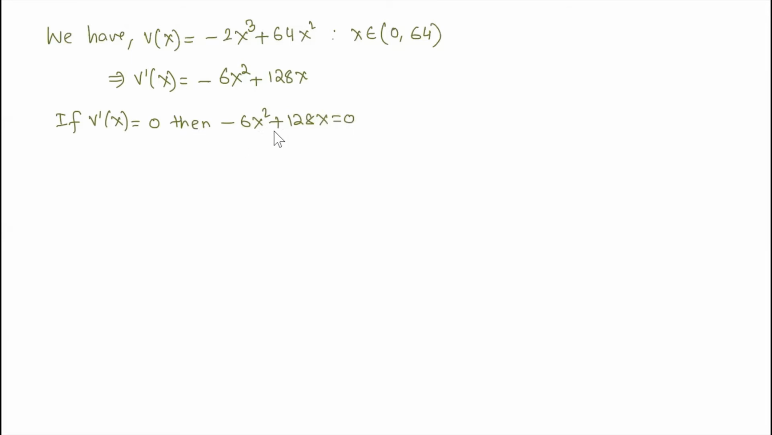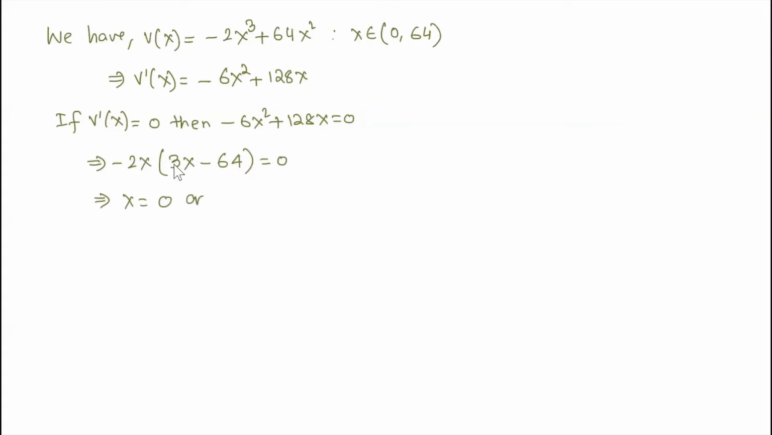So what we can do, we can factor and solve it. The common factor here is negative 2x, so let me factor that out. Negative 2x out, so it will be 3x minus 64 equal to 0. If you factor out, negative 2x times 3x is negative 6x squared, and negative 2x multiplied by negative 64 is positive 128x. Now, the meaning of this one is negative 2x equal to 0, or x equal to 0.